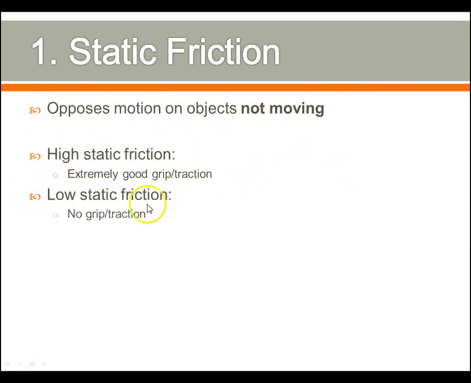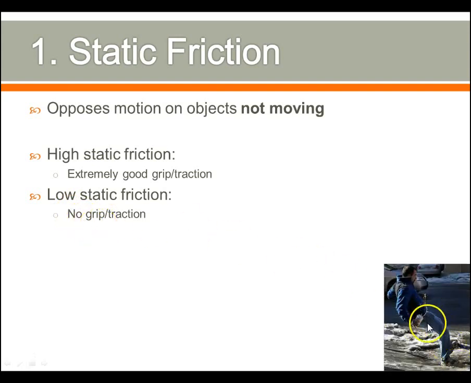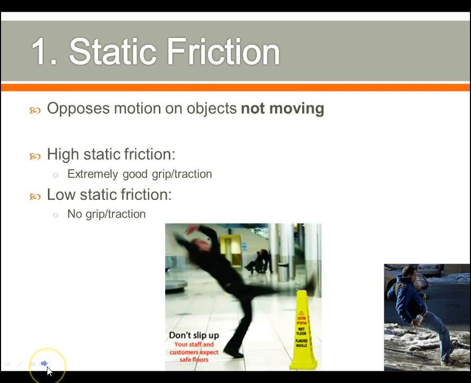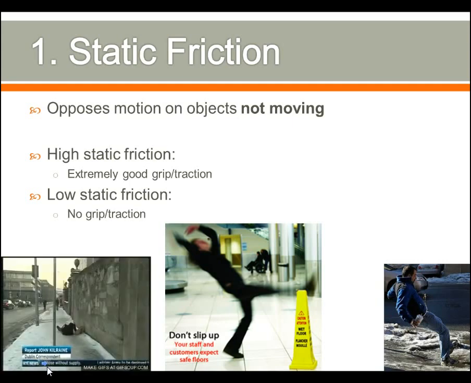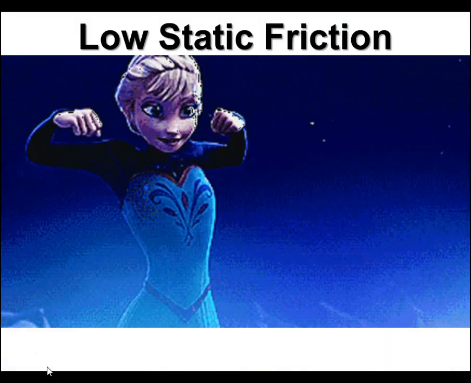Low static friction is where you have no grip or you have no traction, so things just slip. You know, when you're slipping and falling, that's because your shoe and the ground are moving, and you don't want them to be moving. You want your shoe to hit the ground and not move. Here we have someone slipping and falling on a floor that's wet because there's low static friction. When that shoe hits the ground, it shouldn't move, but it does. Here you can see that person slipping and falling. That is low static friction.